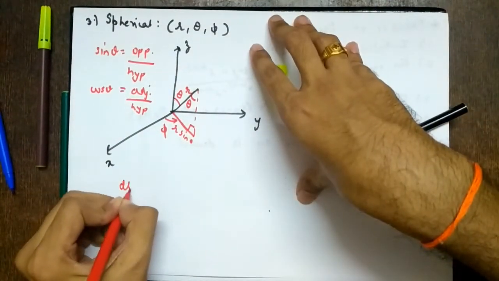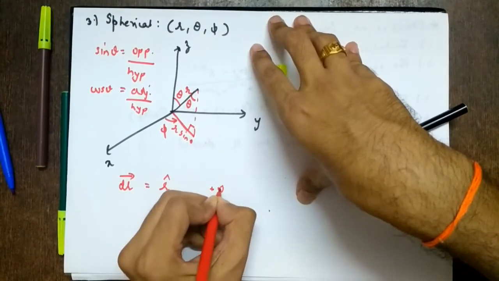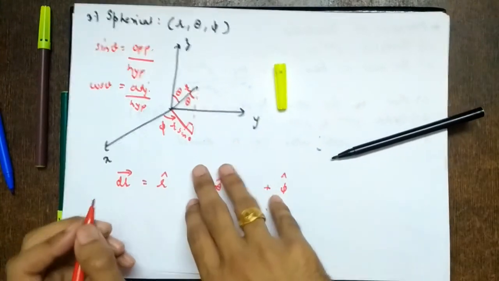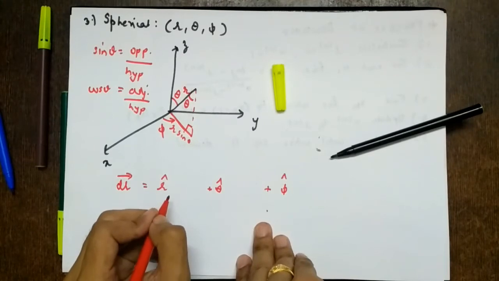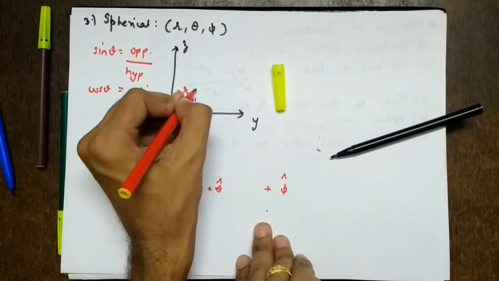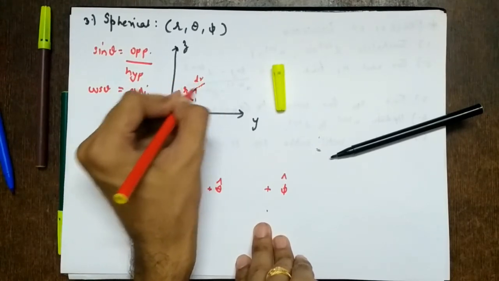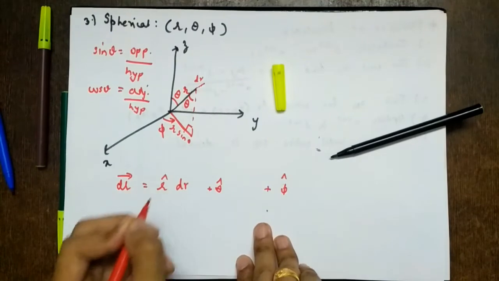So let's try to find dl vector. So dl vector again will be r cap plus theta cap plus phi cap. So what is changing in r? If you observe, this is r. If I take a small distance, this will be dr. So nothing is changing in the direction of r except dr. So r cap dr only.